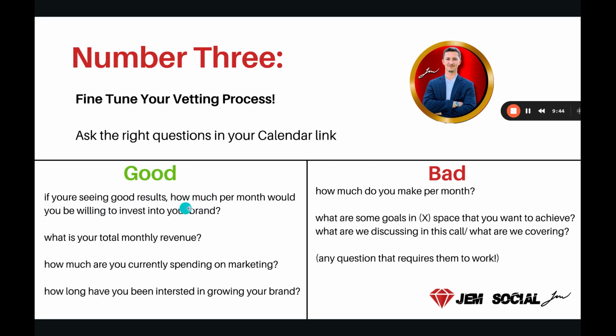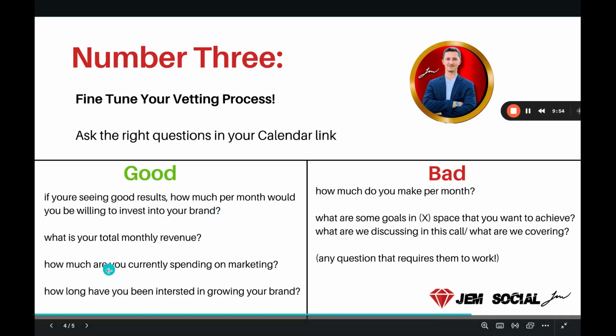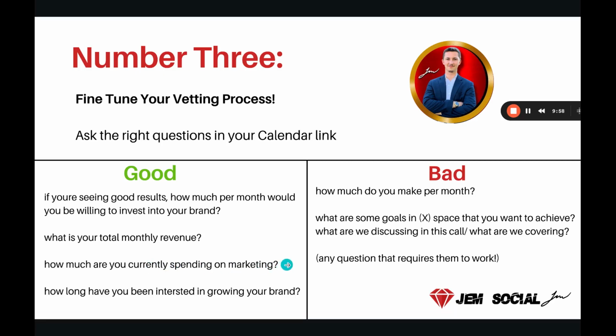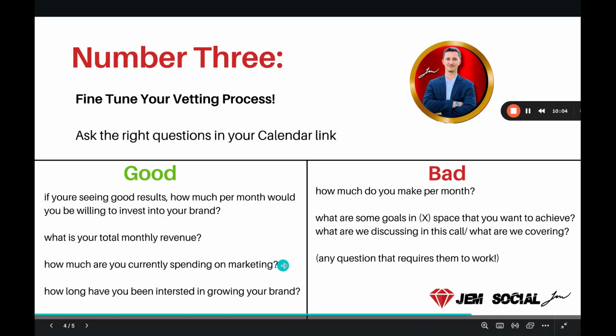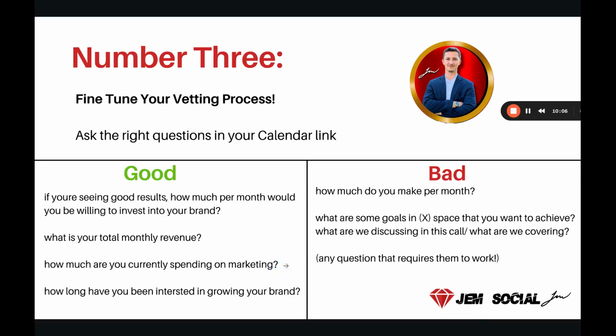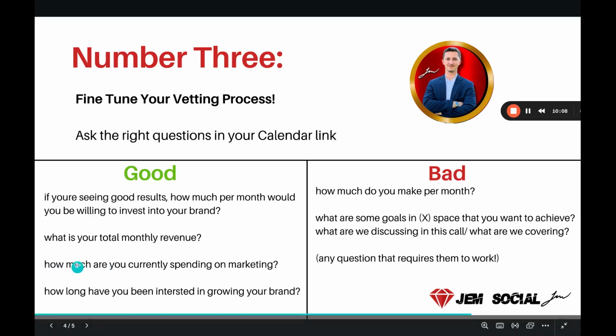Like with the ROI calculation, let's say you charge $500 for a service, and if they see good results, how much would they continue putting in? This shows the scalability of it. Another question is, how much are you currently spending on marketing? Or if you're in fitness, how much are you currently spending on fitness? That way you can ask on the call, okay, you're investing $400 a month in fitness. Are you actually seeing good results? How's that been so far?